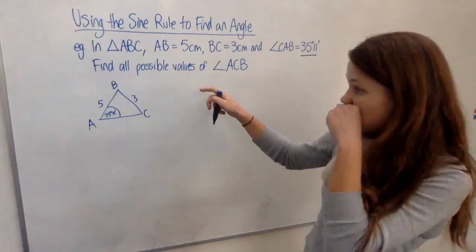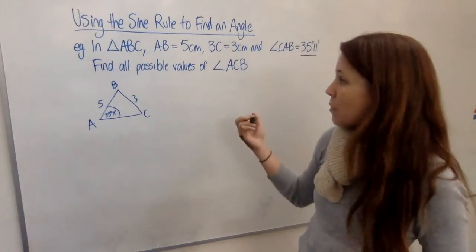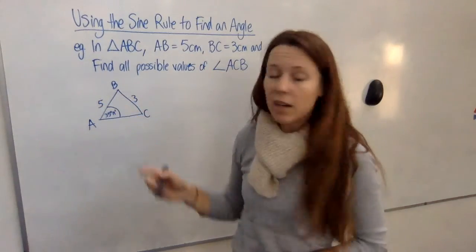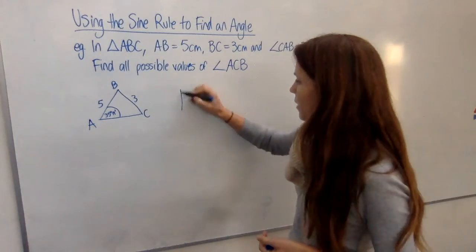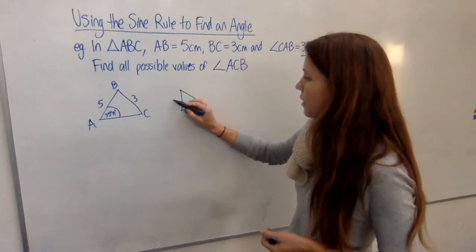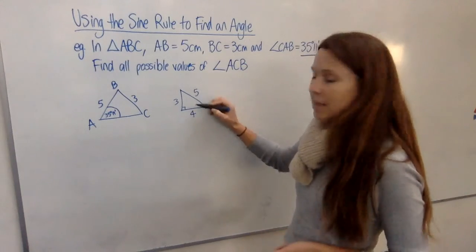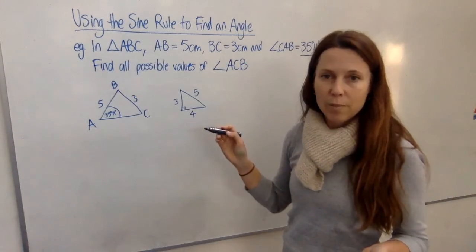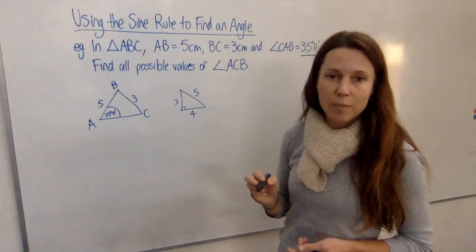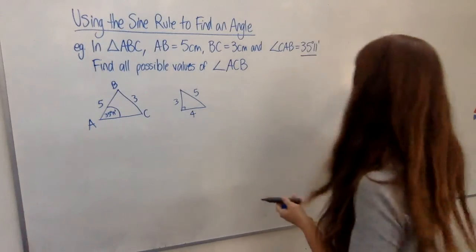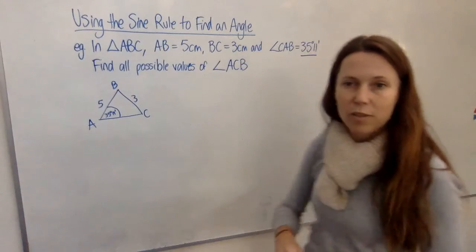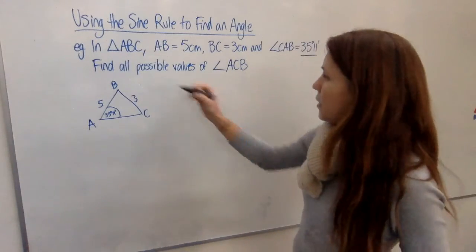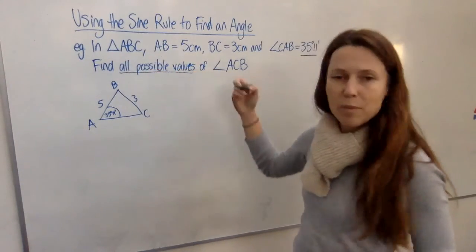Now, the reason this is a really tricky question for a lot of people is they see the 3 and the 5 and they go, oh, it's a 3, 4, 5 triangle, one of those Pythagorean ones, and they automatically go ahead and draw it up like this and jump to conclusions. We have no reason to suspect that it is one of these whatsoever, and if you go down that path, you've got it wrong before you've gone any further, really. Okay, it says all possible values, so you've got to keep your mind open.